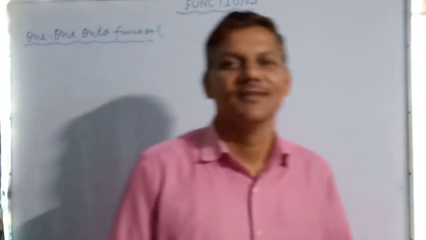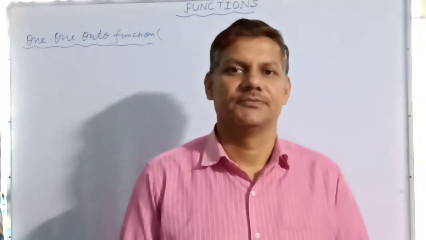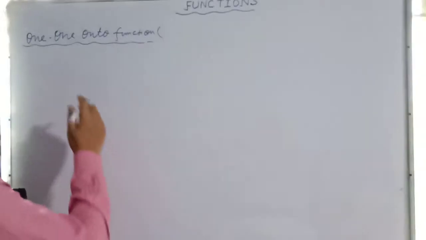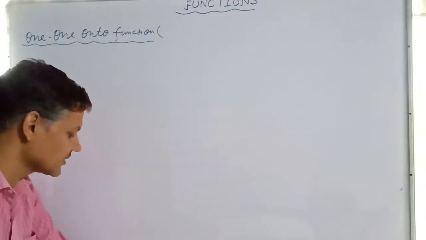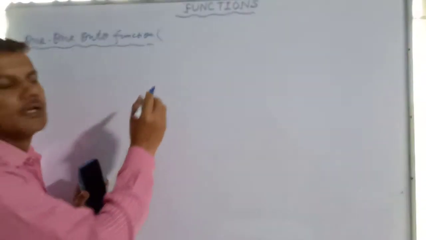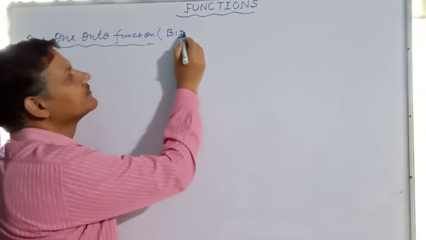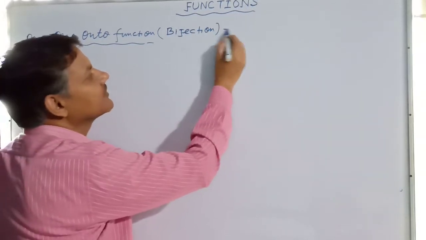Hello everyone. Today we are going to learn about one-one and onto function, and it is very important for you. So, one-one and onto function. The same function is called a bijective function, or we can say a bijection. So first we define it.